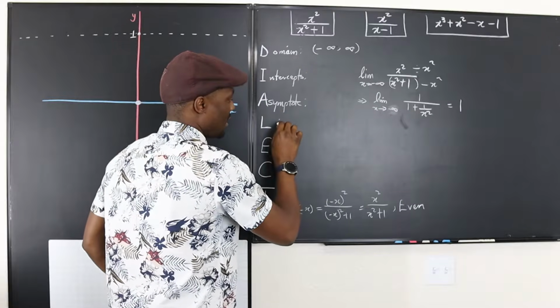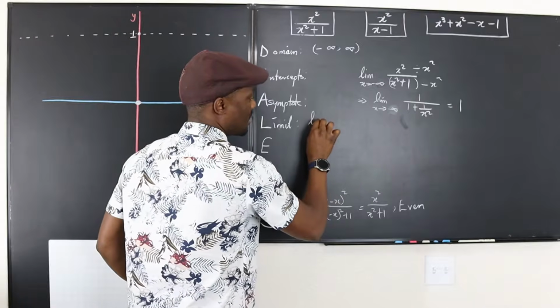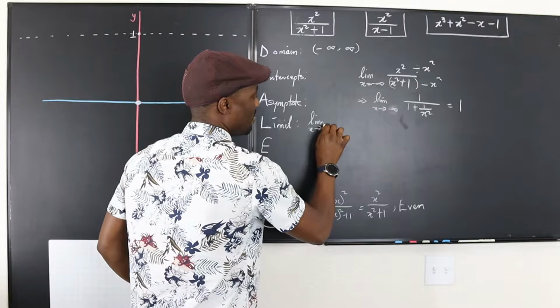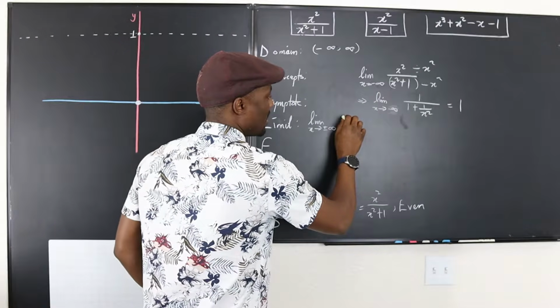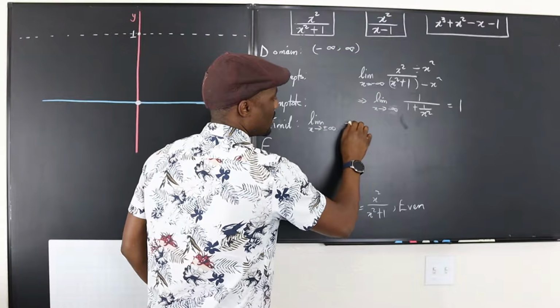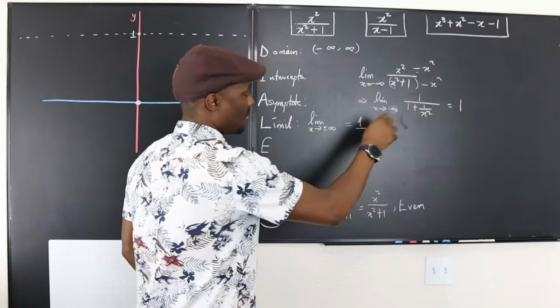Now, we're done with the limit as x approaches infinity, so we can write here and say that the limit as x goes to positive or negative infinity of the function will be equal to 1. We're just going to put it that way.